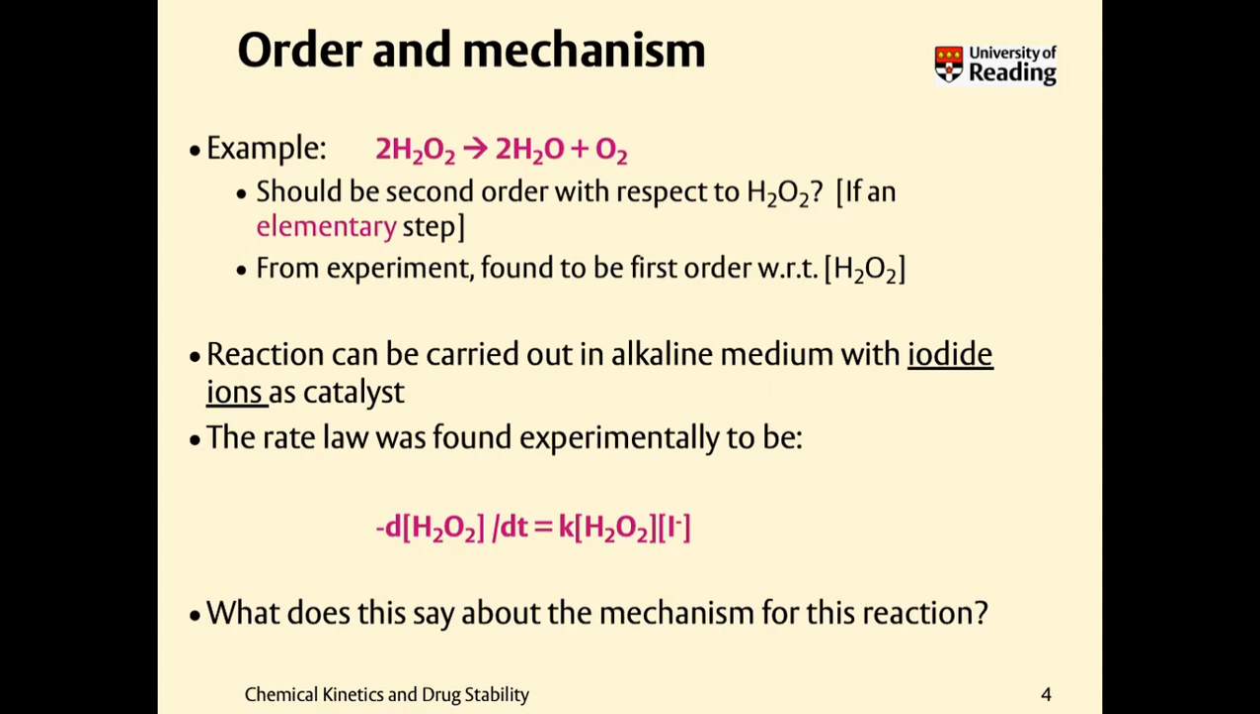Reaction can be carried out in alkali media with iodide ions as catalysts. And the rate law was found experimentally to be that the rate of the reaction, so the rate of decomposition of the hydrogen peroxide, equals k, the rate constant, times the concentration of hydrogen peroxide times the concentration of the iodide ions, both to the power of 1. So both first order with respect to both of those species. So what does this tell us about the mechanism of this reaction?